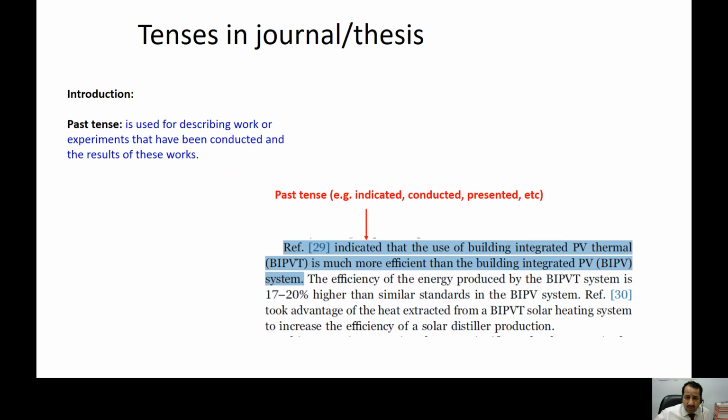Also, past tense is used to describe work or experiments that have been conducted and the results of this work. It's like telling the literature survey. As an example, reference 29, this is a reference published in the literature, indicated, or you can say investigated, proposed, conducted, and so on. So these are past tense, okay, because you want to talk about something already published.